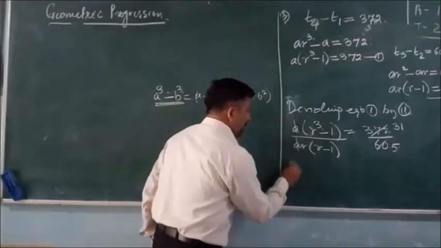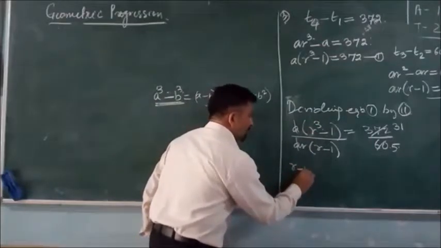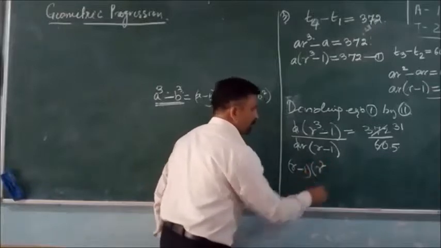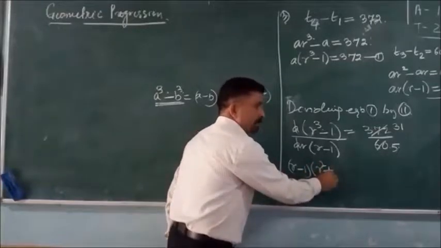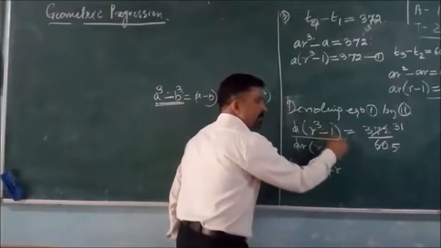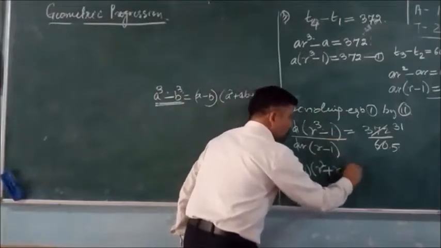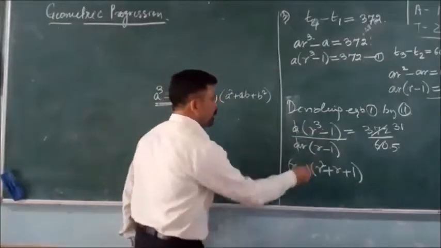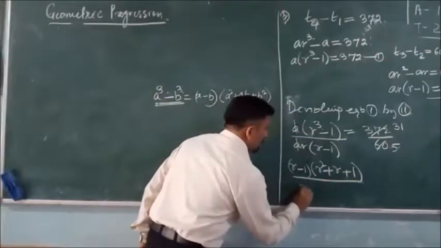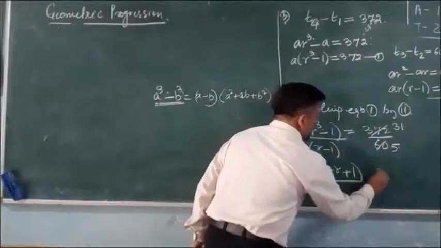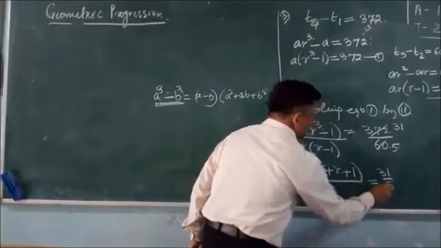So this will be first term minus second term into first term square, plus the product of the first term and second term, that is 1 into r, so r, and then the square of the second term, that is 1 square, means 1. Is this very clear? Yes, sir. Denominator as it is, r into r minus 1.